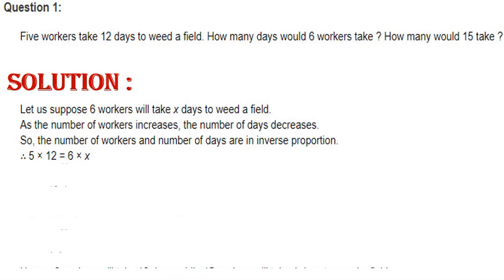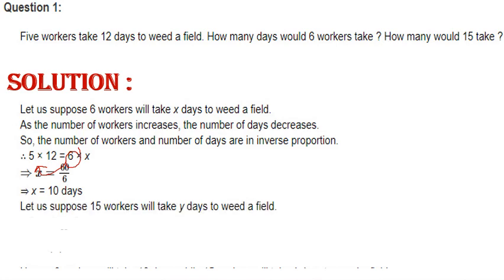In the first situation we have 5 workers and 12 days. So 5 into 12 will be equivalent to 6 workers and X days, that is 6X. As we have to find the value of X, X will remain there itself. 6, which has a multiplication relation on the RHS, will shift to the other side and becomes division. So X is equal to 5 twelves are 60. So it will be 60 upon 6, and that is 10. So exactly 10 days are needed for 6 workers.